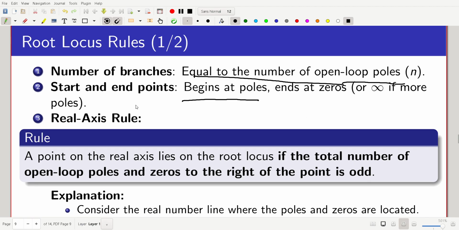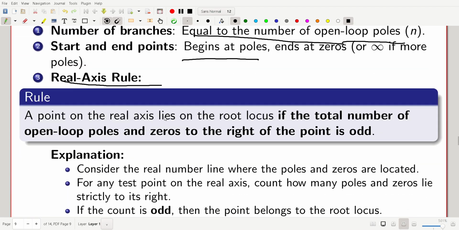Then the real axis rule, which will be useful in this question. A point on the real axis lies on the root locus.